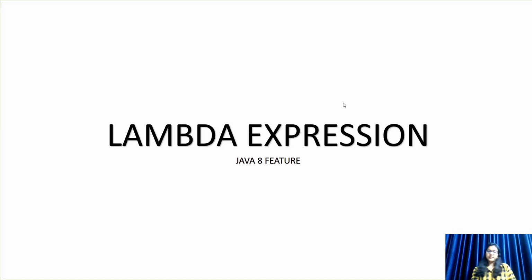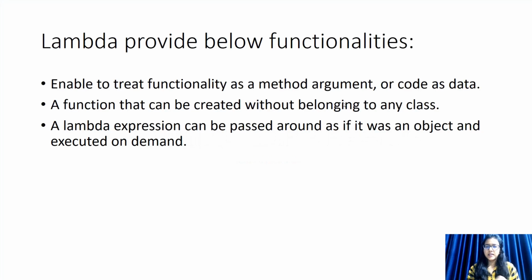Lambda expression, as most of us are aware, is a Java 8 feature. It's actually an instance of a functional interface. When I say functional interface, that means it has one abstract method. It's okay to have more than one defined function, that is completely fine, but the abstract method should be one. Functional interface I'll cover in a different video. Let's completely focus on the Lambda part.